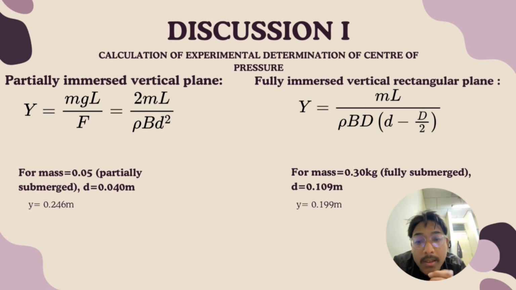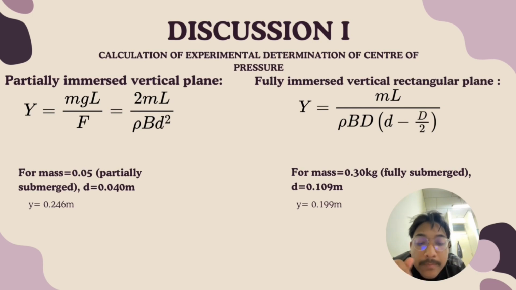Next, for the calculation of experimental determination of center of pressure with partially immersed vertical plane, Y equal to mgl over F, or equal to 2ml over rho b d squared. For the fully immersed vertical rectangular plane, Y equal to ml over rho b d times d minus D over 2. For partially immersed or submerged, 0.05 kilogram, Y equal to 0.246 meter. And for mass 0.3 kilogram fully submerged, Y equal to 0.199 meter.